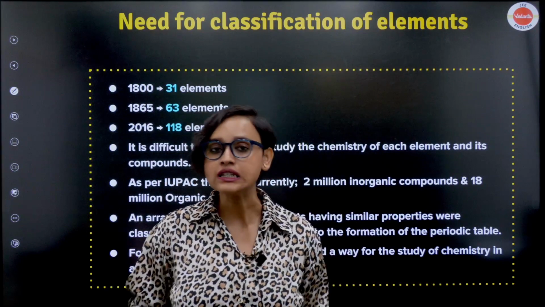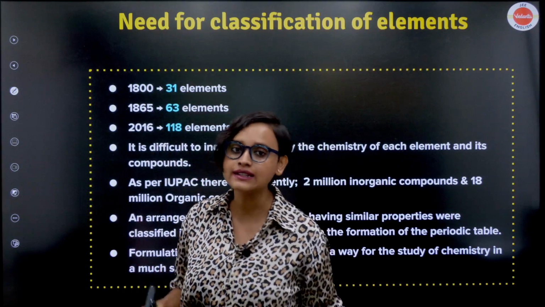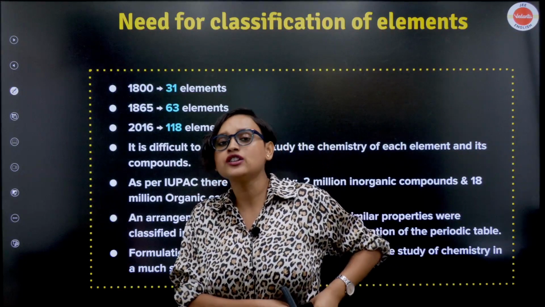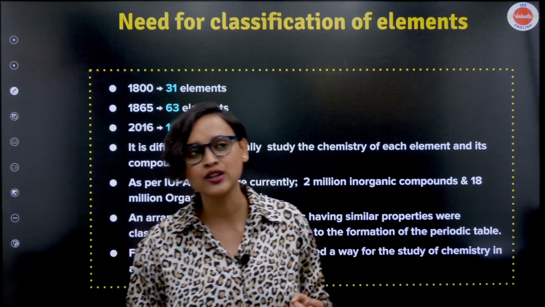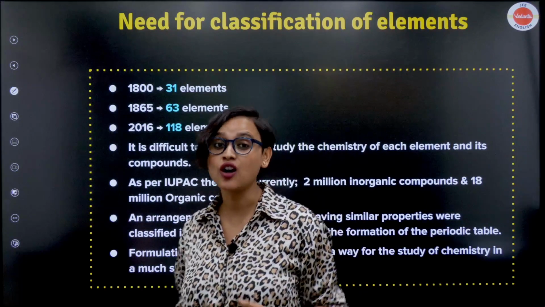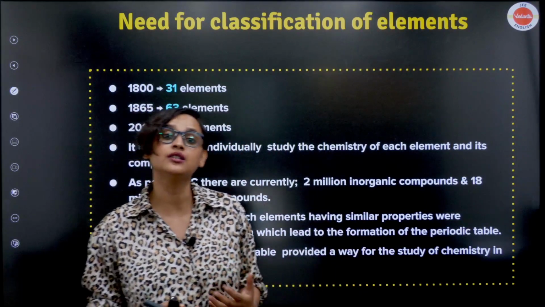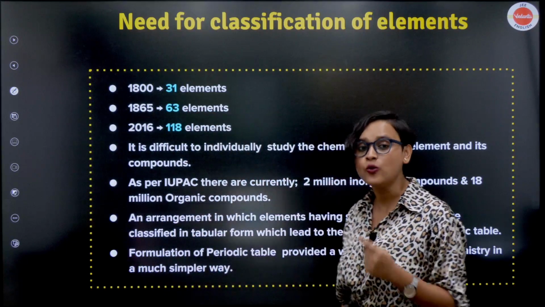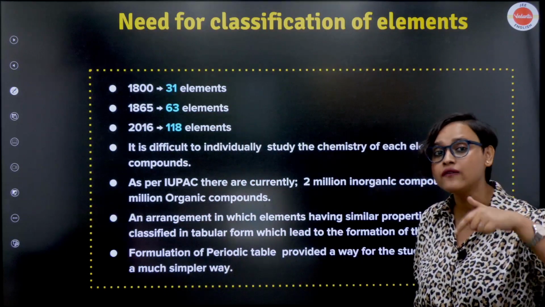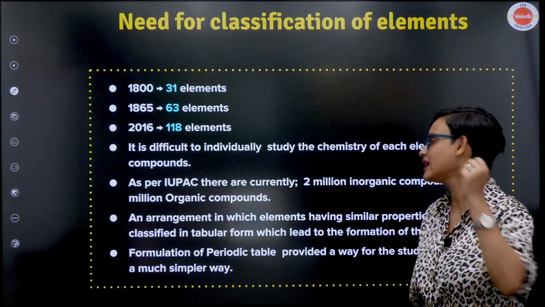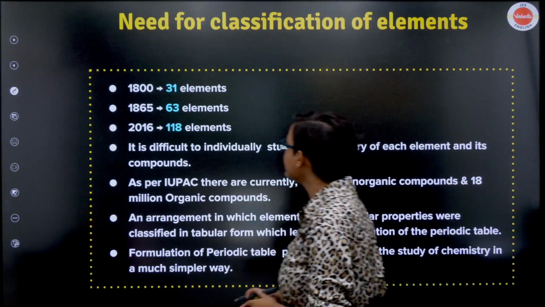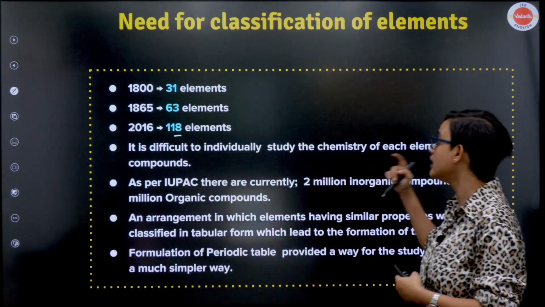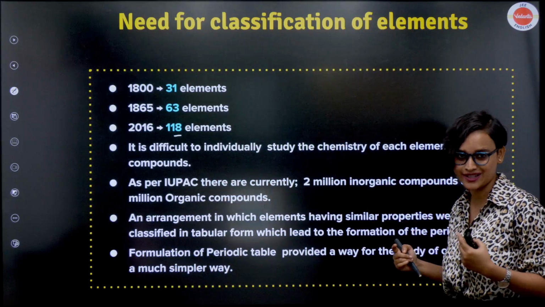And why classification is important is, as I always tell each and every student, understand this. Even in a very junior class, you have read that classification allows us to understand the similarity in the properties, the dissimilarity in the properties, and that way we can learn about things way faster than we think we can, right? So now obviously when there are 118 elements, we understand that it is difficult to individually study the chemistry of each and every element, correct?